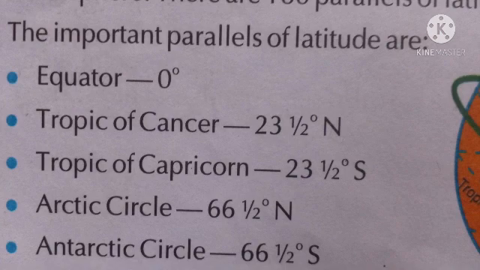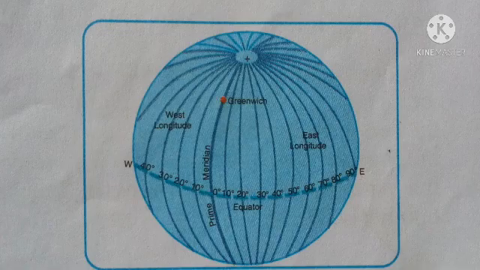Now we come to know about longitude. What is longitude? The imaginary lines that join the North Pole and South Pole are called the lines of longitude, or these lines are also known as meridians. All these lines of longitude are of the same length. This is the first feature. All the meridians have the same length.